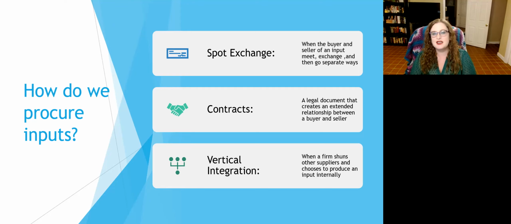Speaking of contracts, instead of spot exchanges, which are a one-time purchase, there's the idea of having established long-term relationships with a single buyer or seller, right? Contracts are legal documents that create an extended relationship. It's the idea of saying, I will buy my clay to make these ceramic mugs from you for a set price for the foreseeable future. Sometimes there are cost savings to this, which are really nice, but you can't shop around for better prices if you have a contract where you have to buy from one dealer, right?